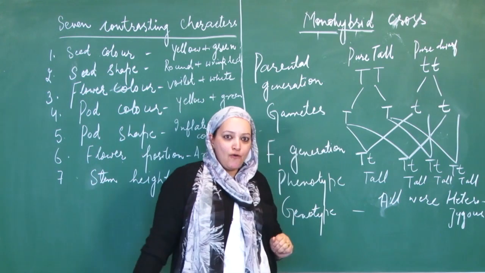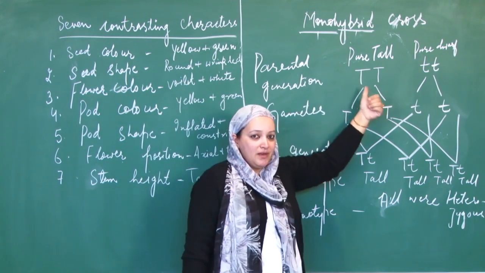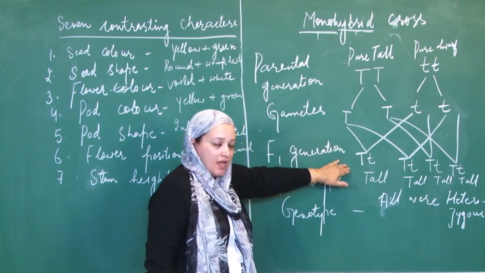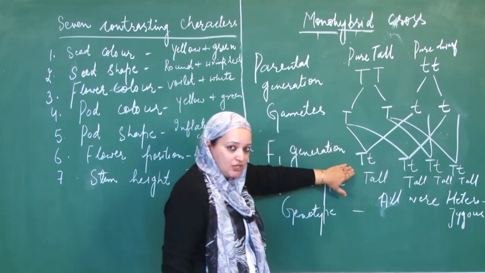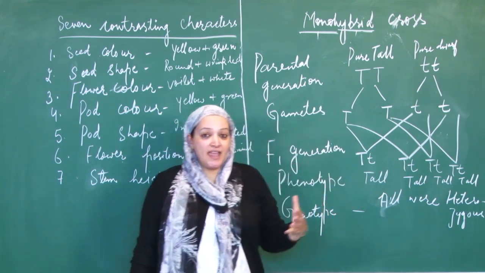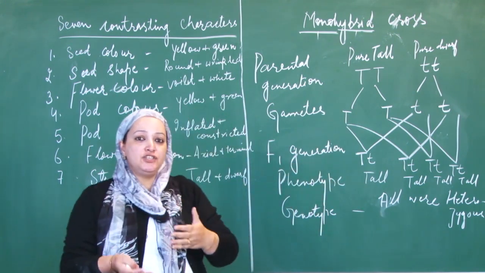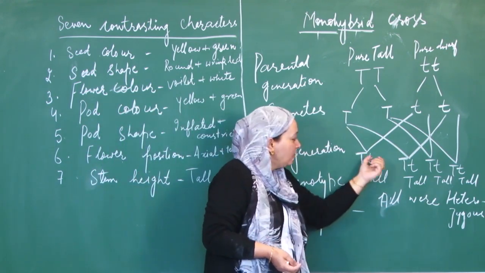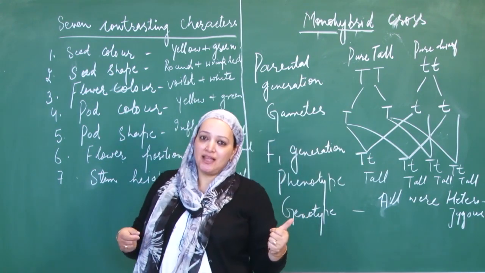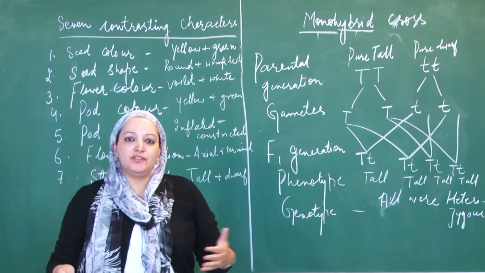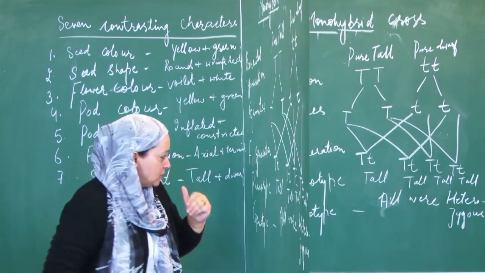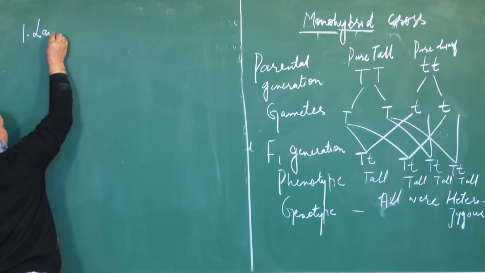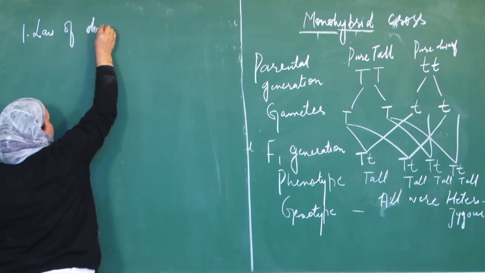What is the first law of dominance? The first law of dominance is the gene which expresses itself in a heterozygous condition, or the gene which expresses in presence of an alternate gene for the same character is called the dominant gene, and the one which does not express itself in presence of an alternate gene for the same character is called the recessive. So the first law of inheritance, that is law of dominance.